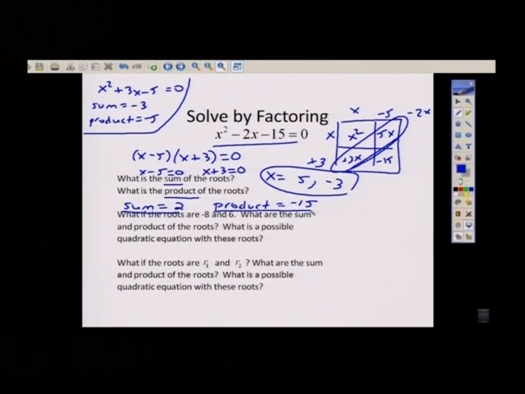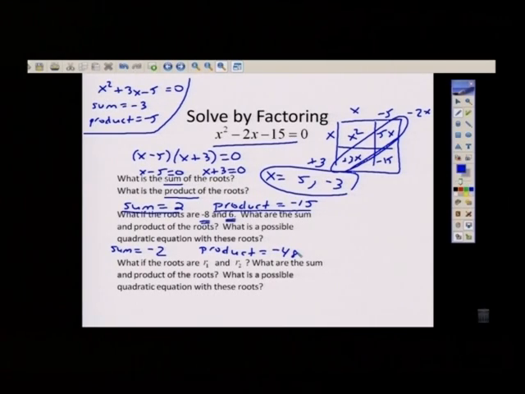So next, what if the roots of the equation are negative 8 and positive 6? What would the sum and the product be? So this one's a little bit easier because they already found the roots for us. So if the roots are negative 8 and positive 6, the sum would be negative 2, and the product is negative 48. But now, they want to know what's the possible quadratic equation with these roots.